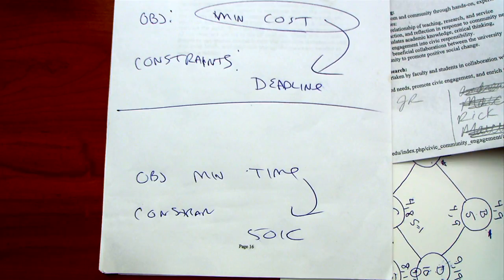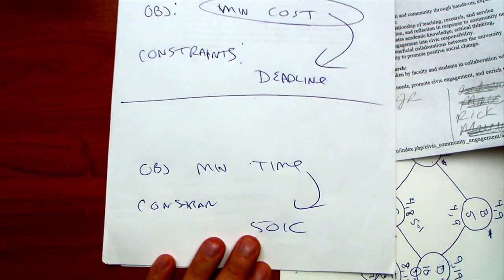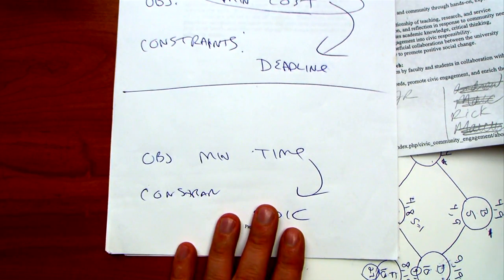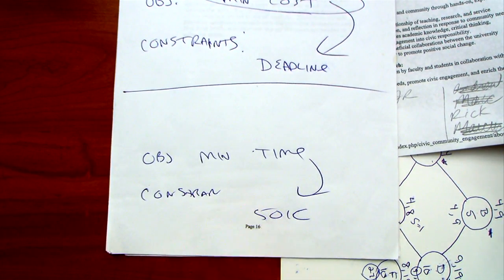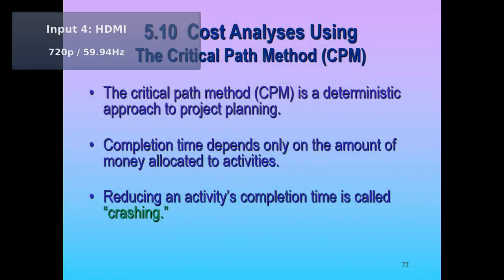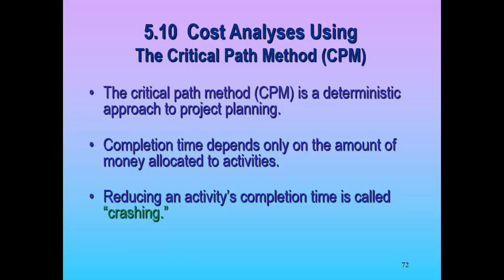Now, if we just say, hey, we have some money that we can add to this project, what's the best way to do it? That would be an example of minimizing time, where the constraint is the extra money. So before we look at the slides, when we crash an activity, where do you think we want to put that money? Just knowing what you know about activities, where would be the first place you'd look to put that money?